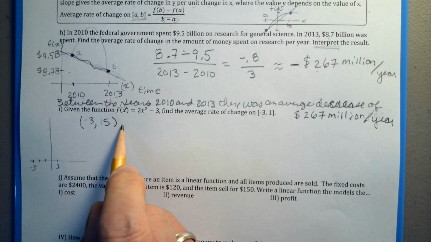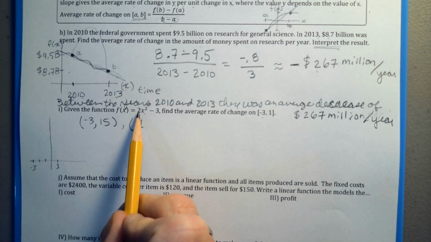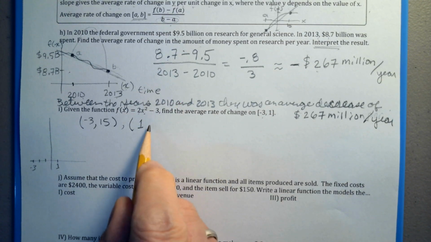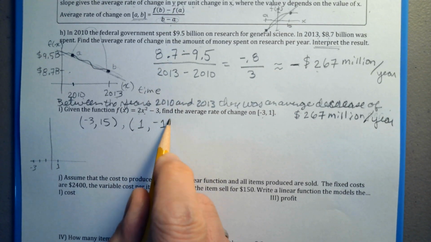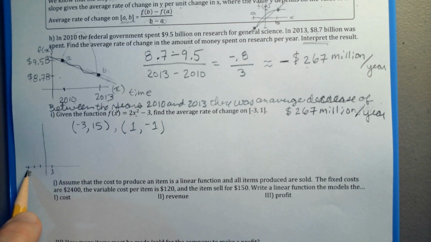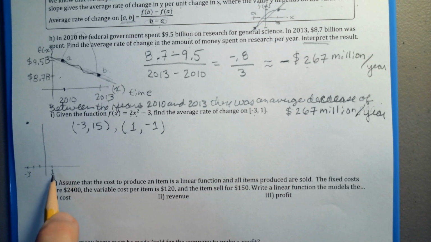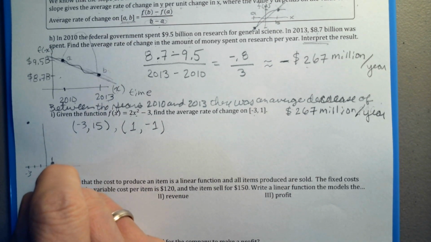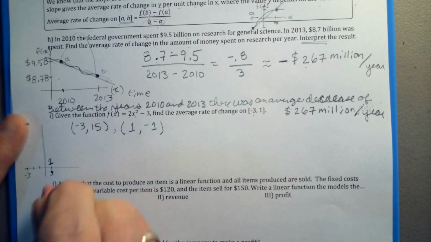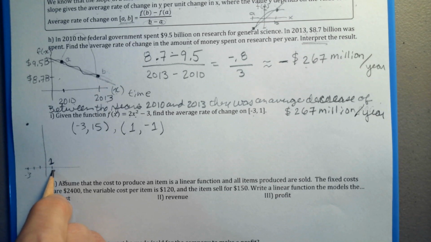And then let's look at the other point. If we put a 1 in, I get 2 times 1, and that's going to be what? Negative 1. All right. So what's happening is over here at negative 3, I'm way up here at 15, and then at 1, I'm way down here at 1. Let's move this up here so we can see 1, and then our point is at negative 1. So it's right down here.